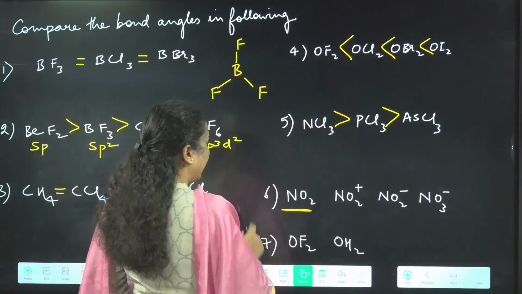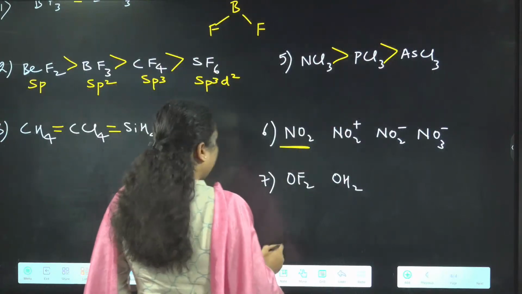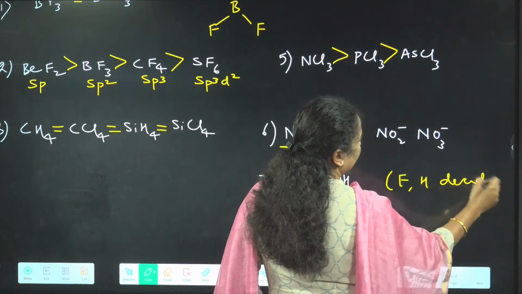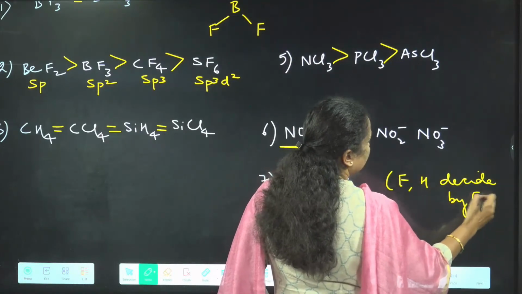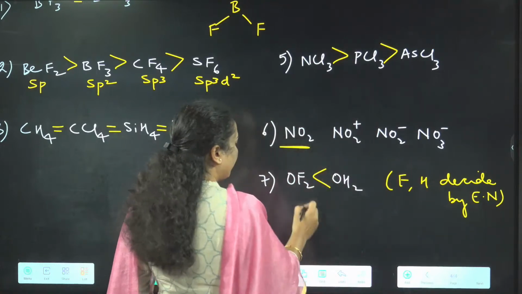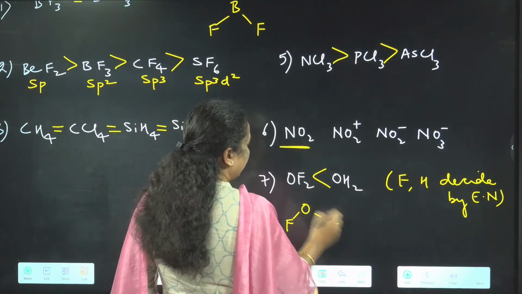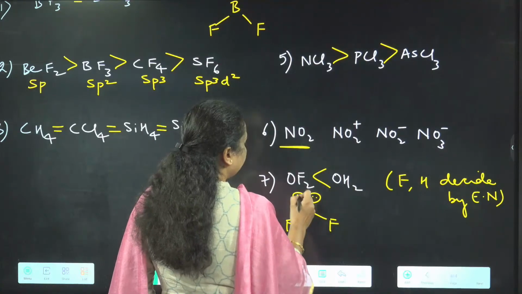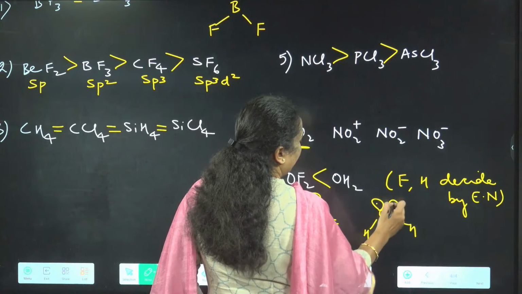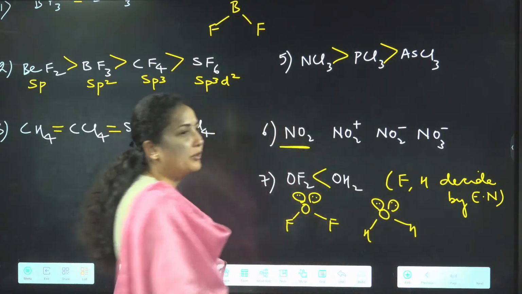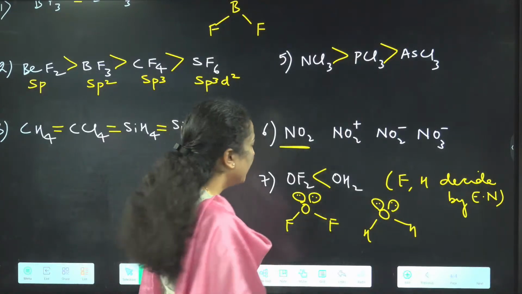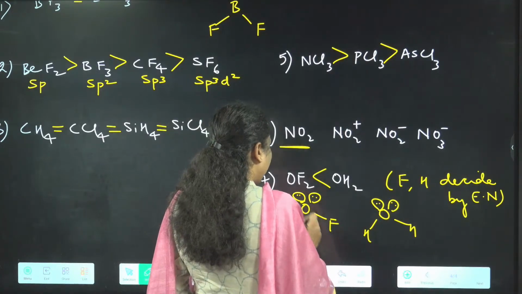Now, in case of OF2 and H2O, here for fluorine and hydrogen, decide by electronegativity only. Don't go by size. Okay. So the bond angle will be greater in case of water, right? So you have to take care that if fluorine and hydrogen are the surrounding atoms and you are comparing the same central atom, then you compare by electronegativity only, not by size.